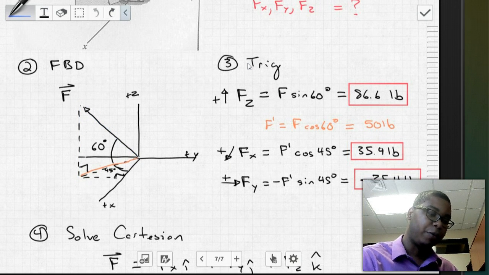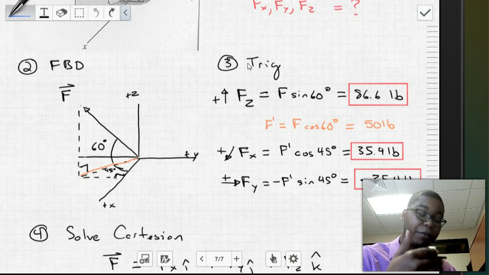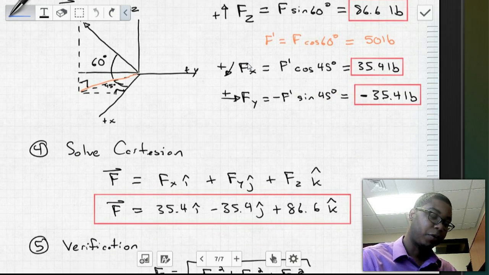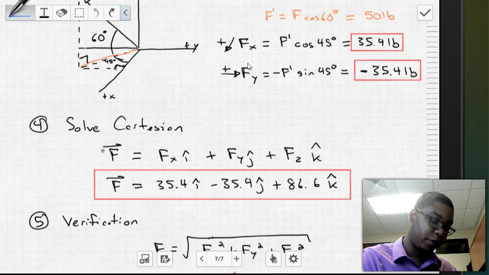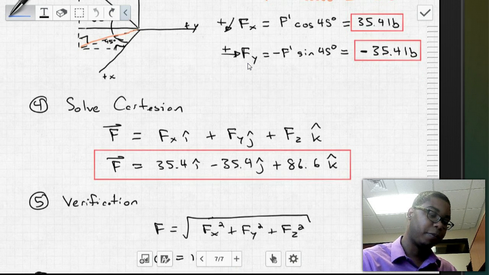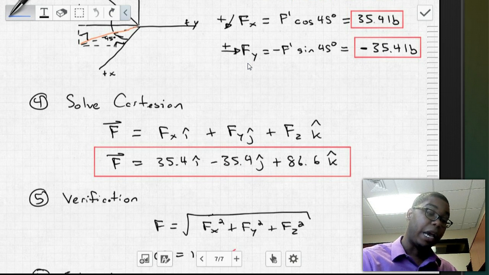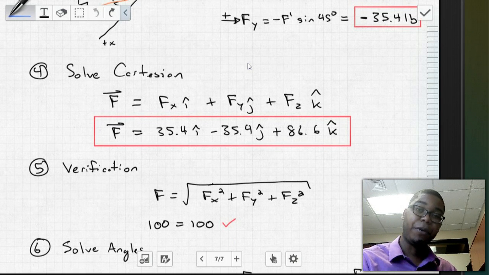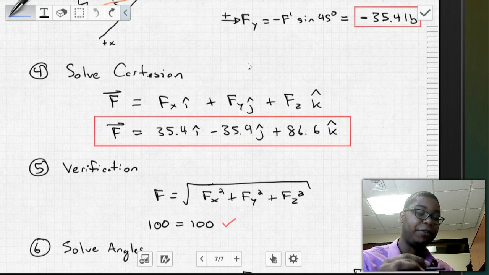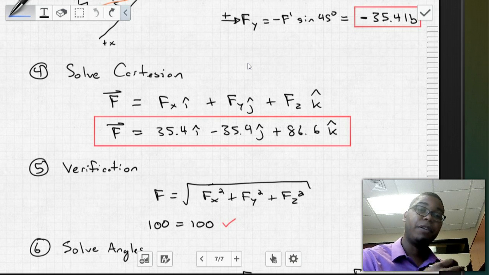So now that we've found the x, the y, and the z component, we can finally arrive at the Cartesian vector, where the force vector in Cartesian form is Fx i plus Fy j plus Fz k. We simply put those terms in, and we'll find that our force vector is equal to 35.4i minus 35.4j plus 86.6k. And of course, in order to verify this solution, we can very simply put in those components x, y, and z into Pythagorean's theorem, and we already are given the magnitude, and if both sides of the equation are equivalent, then we've verified our solution.